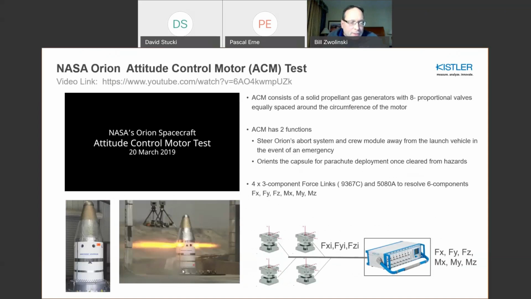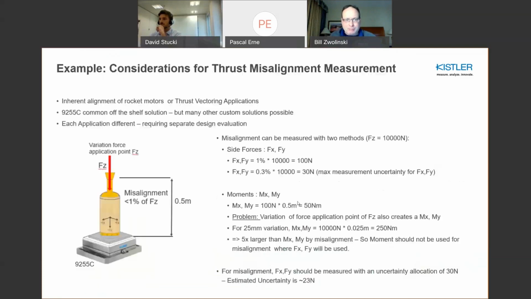On the base of this test article, you actually have a dynamometer made of piezoelectric sensors, force links, going into a charge amplifier to derive the 6 components, forces and moments. So just an example of what can be done with piezoelectric, but we'll have to get that video improved.